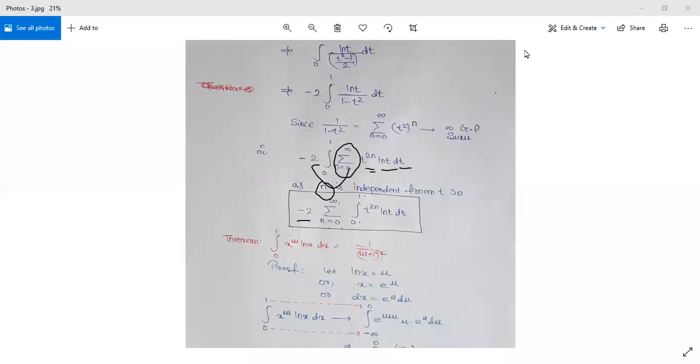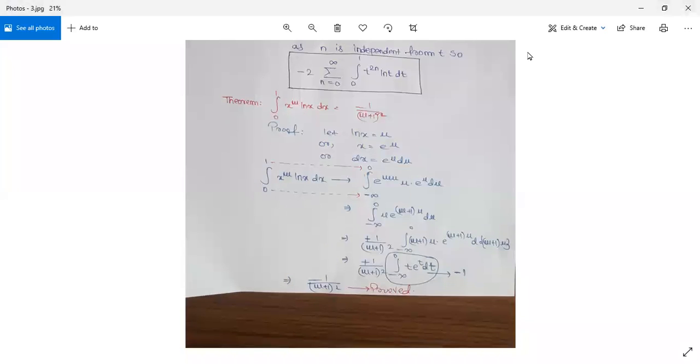Let me clear my drawings first. So there's another theorem which we need to concentrate on. It says that when we have any definite integral in the form from 0 to 1 of x to the power of m into natural log of x dx, we can simply write it as negative 1 divided by (m plus 1) whole squared.